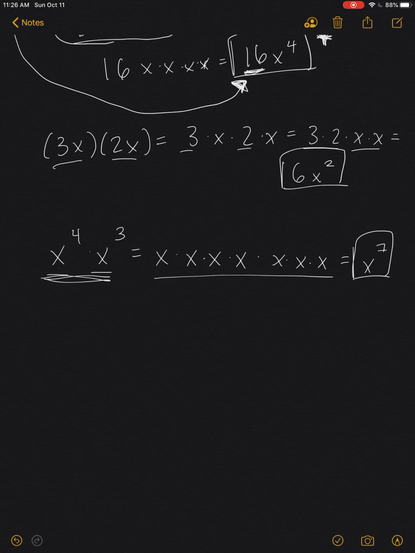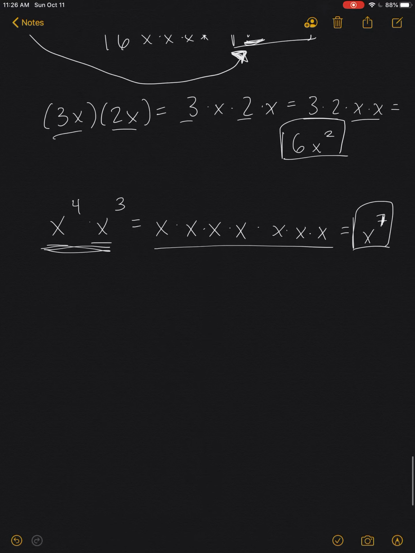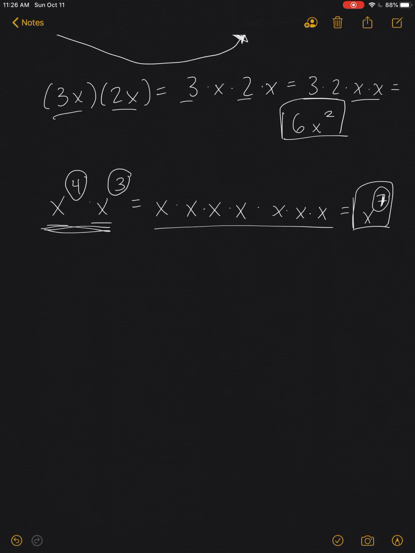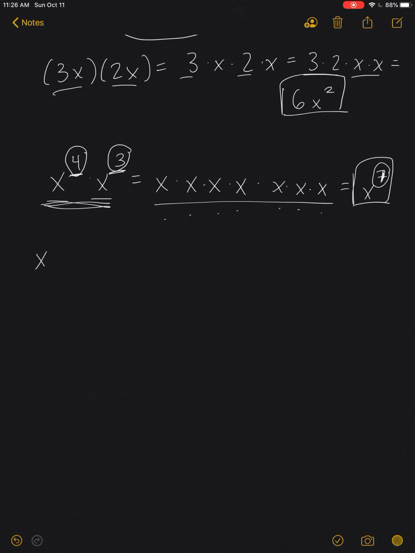Right, so I multiplied two exponents with the same base. I can combine them and I get x to the 7th power. If you notice the pattern, what is 4 plus 3? 7, right? So it's a nice little shortcut so that you don't have to write it out. If you like doing all the steps, go ahead. But if you like the shortcut, then that means you don't have to rewrite the whole thing.